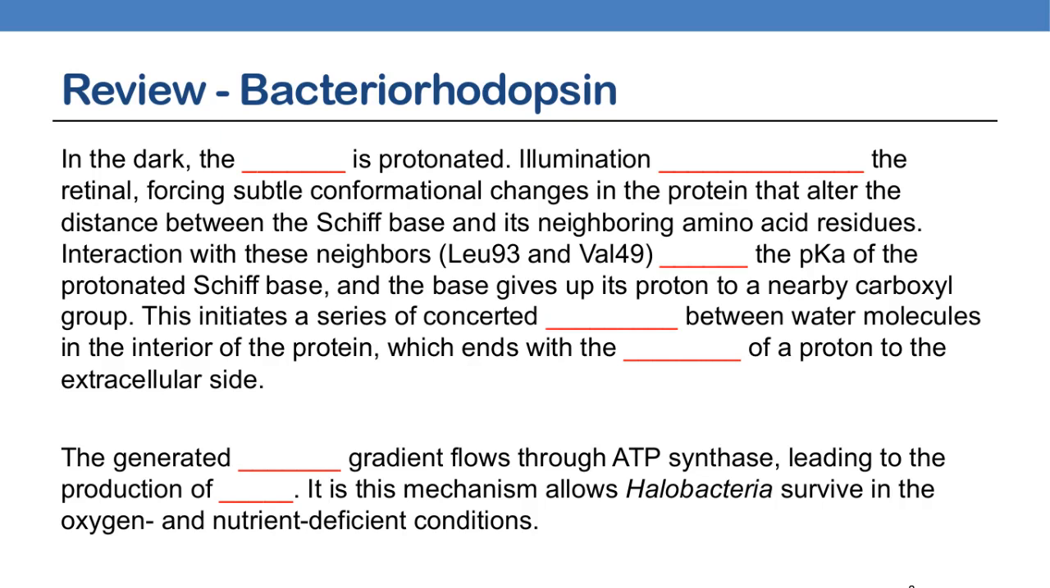This is going to generate a blank gradient. Proton gradient, excellent, which flows through ATP synthase, leading to the production of, drumroll, ATP. Lovely. So this mechanism allows halobacteria to survive in oxygen and nutrient deficient conditions. Lovely. Here we go.